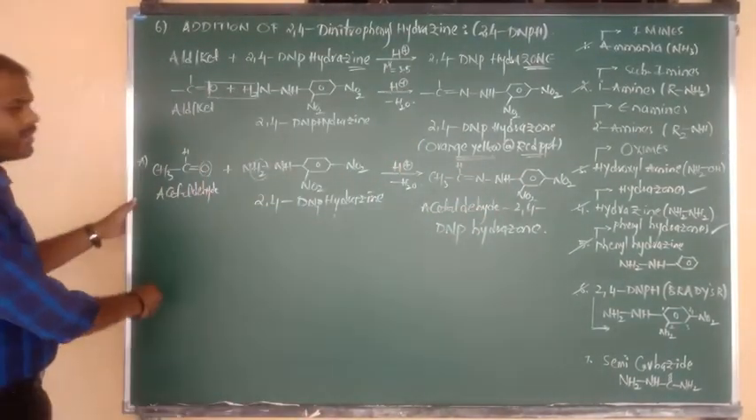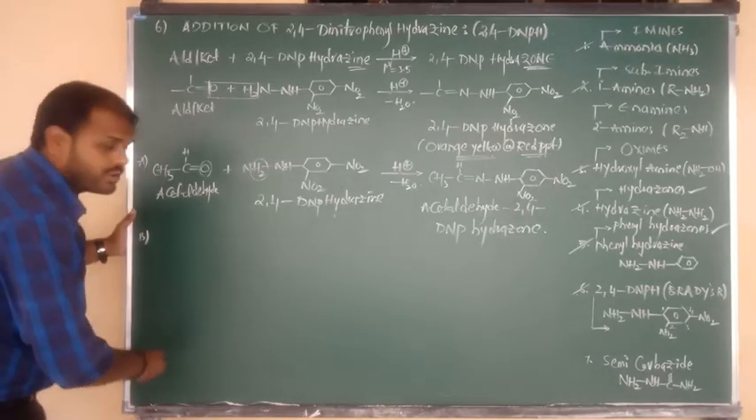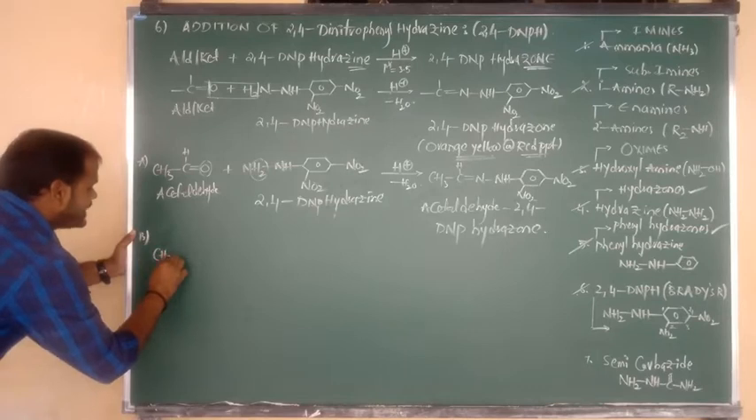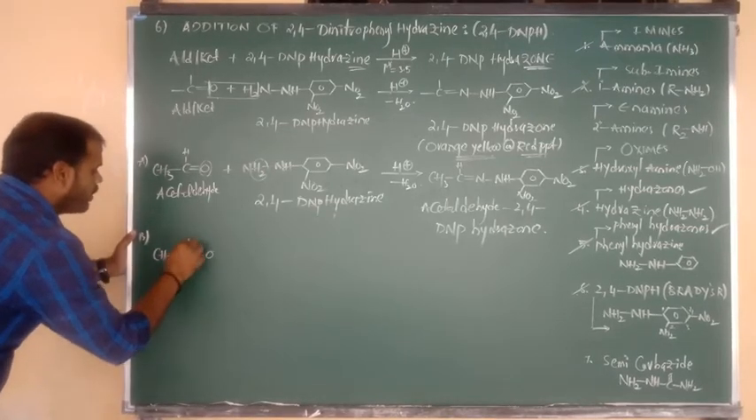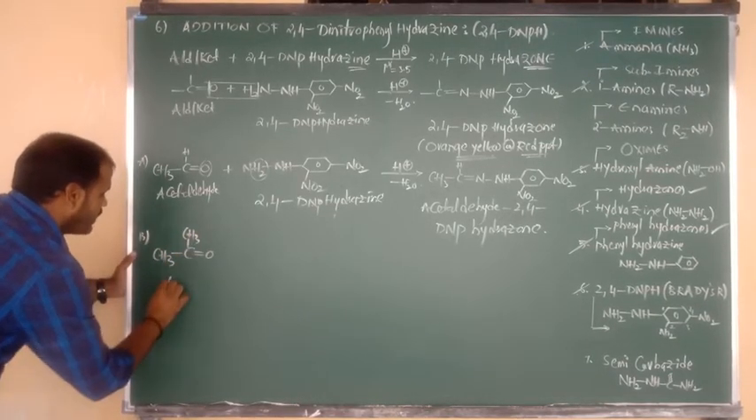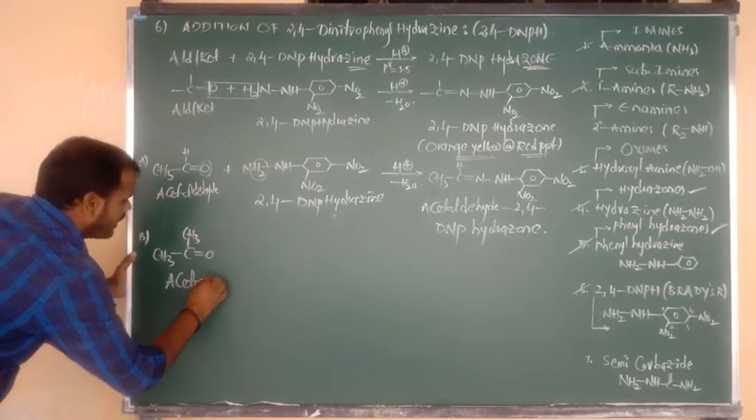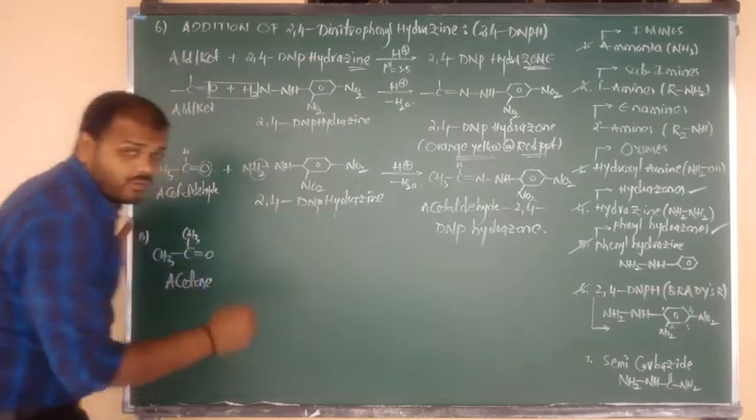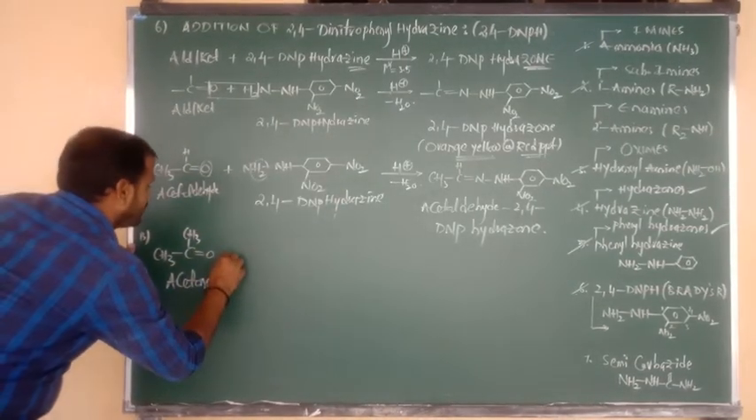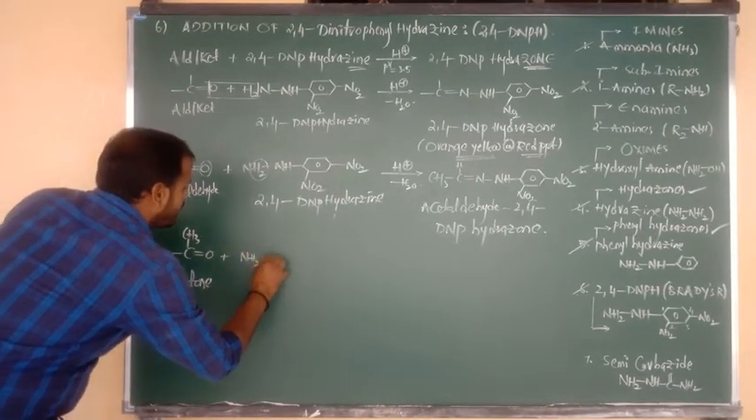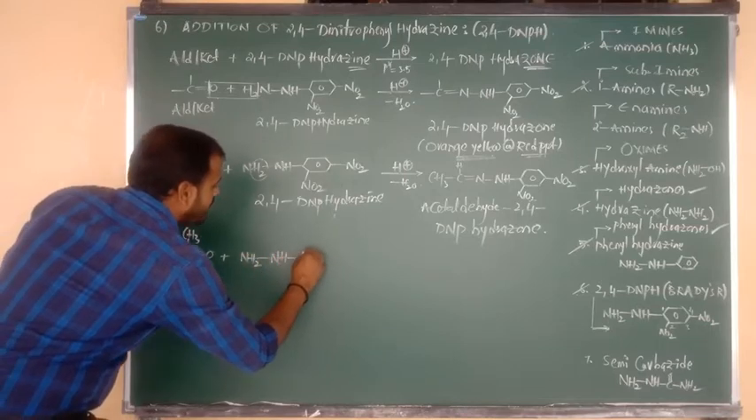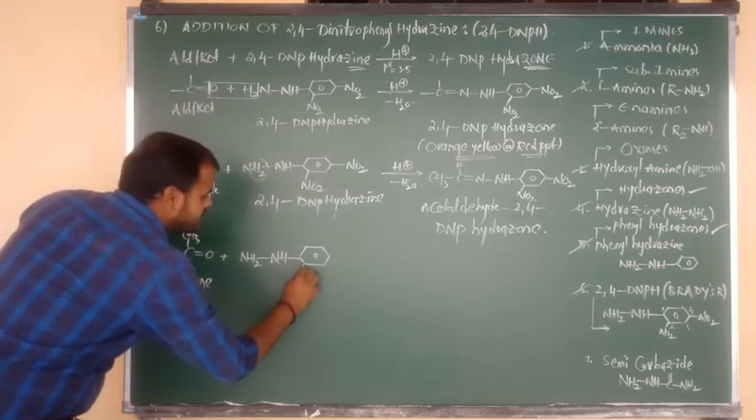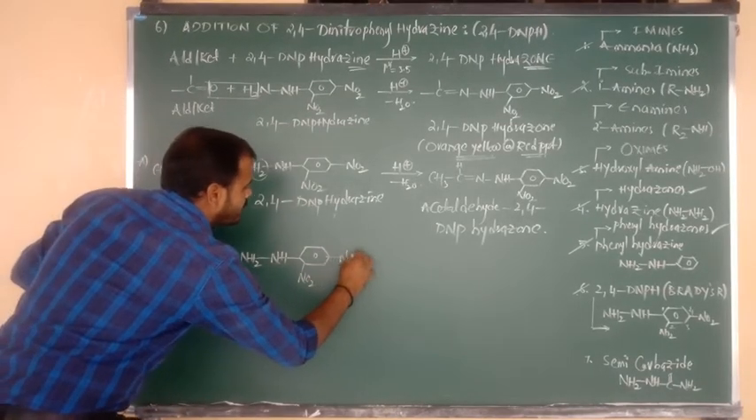Next, another example I am going to give you by taking a ketone, that is acetone. So what is the formula of acetone? CH3 bonded to C double bond O, again connected to CH3. The name of this compound is called acetone. Acetone, upon addition with the same 2,4-dinitrophenylhydrazine. The formula is NH2 bonded to NH, again NH connected to the benzene ring, same as above. Second place nitro group is there, fourth place nitro group is there.